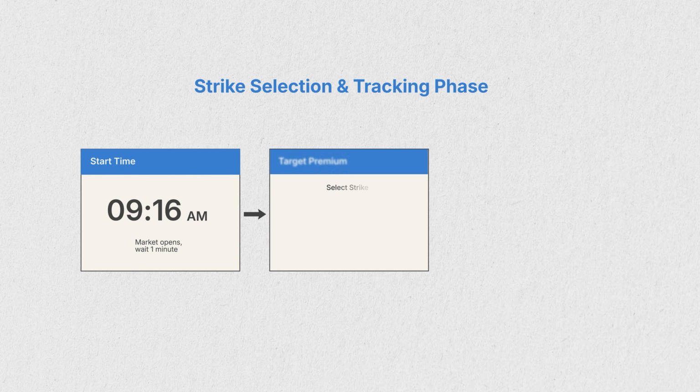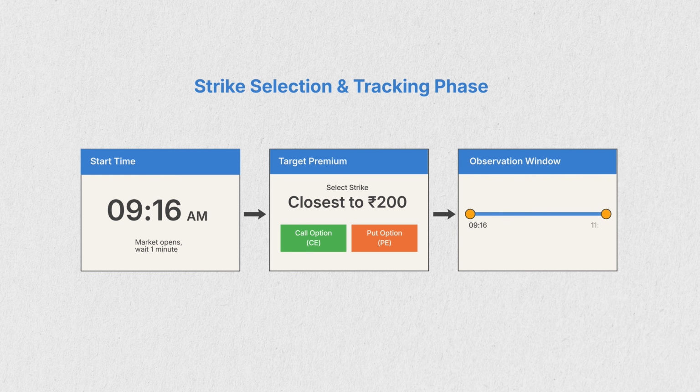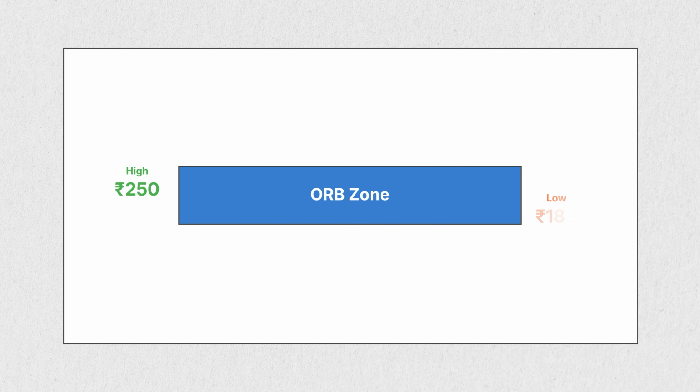So here's how it'll work. At 9:16, we select a strike whose premium is closest to 200 rupees, separately for C and P. Then we track them till 11:15 close. After that window of time, we form a reference range for that option premium, say a high of around 250 and a low of around 180.